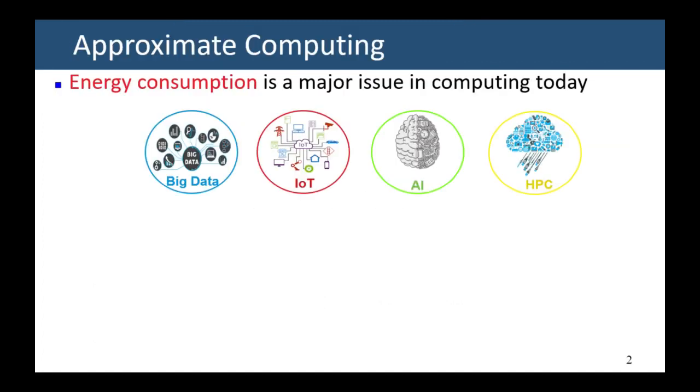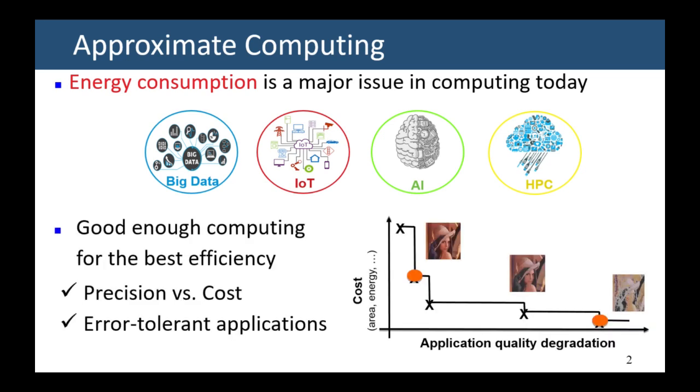Energy consumption is one of the major issues in computing today, shared by all domains in computer science, for embedded system design. There are many applications in big data, IoT networks, artificial intelligence, and high-performance computing, where energy consumption is one of the most important metrics for designing the system. Approximate computing is a promising solution to offload the energy consumption demand.